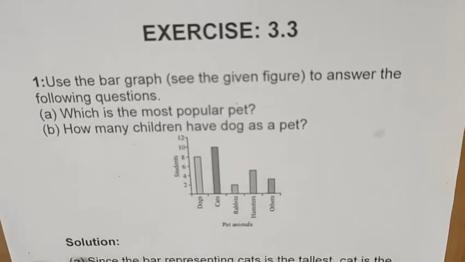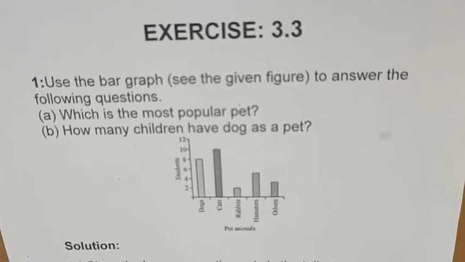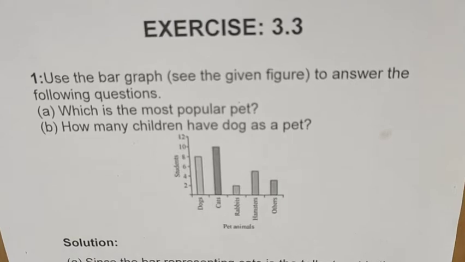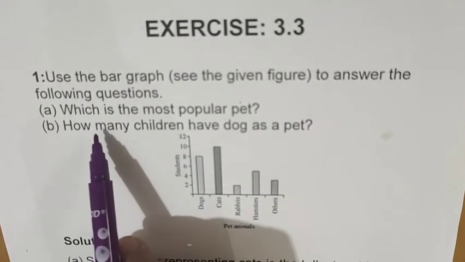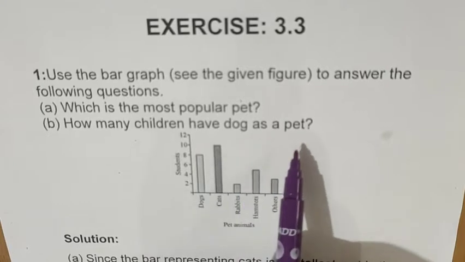Today we are not going to solve any examples, because you have already learned the bar graph and you know how to answer or read the bar graph. So the exercise questions I am doing here first. Exercise 3.3, first question. Use the bar graph to answer the following questions. Which is the most popular pet? How many children have a dog as a pet?